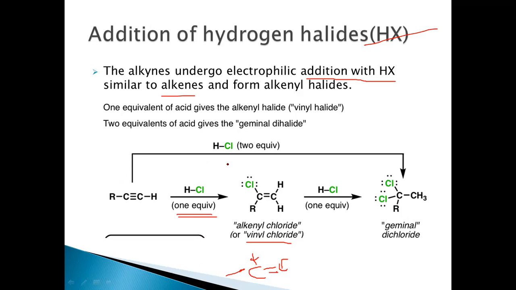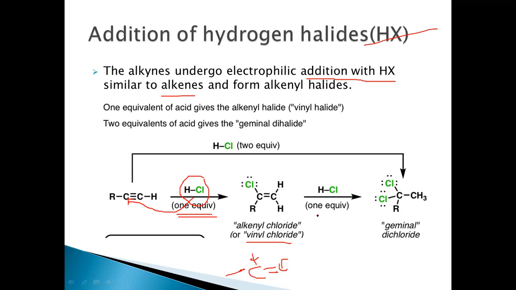So let's look at the whole picture of this first. When one equivalent of HCl is added, this follows Markovnikov's rule. That means the negative part of the addendum will go to the carbon with the fewer hydrogens. That is based on the stability of the intermediate, that is the carbocation. Let's see that in the next slide. So Cl will go to the carbon with fewer hydrogens, resulting in the formation of vinyl chloride, or alkenyl chloride.